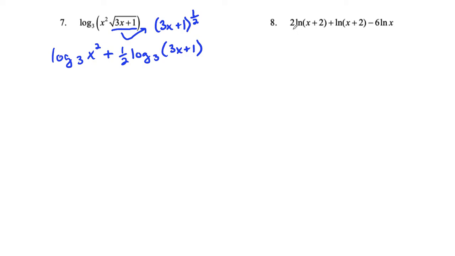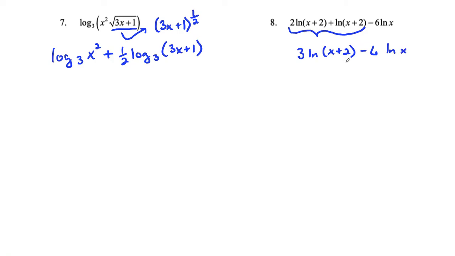All right, first thing I'm going to do here is simplify this down. I have the natural log of x plus 2, 2 times the natural log of x plus 2, plus the natural log of x plus 2. These are like terms, so I can just rewrite that as 3 natural log of x plus 2. Let's combine those together first, then minus 6 natural log of x.